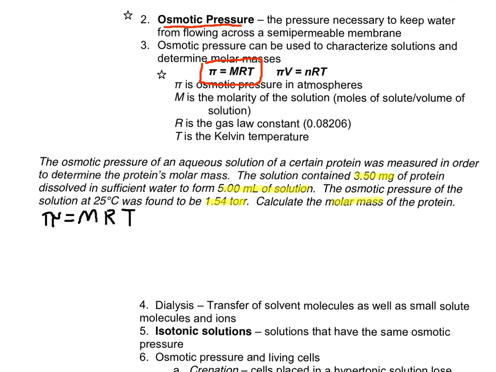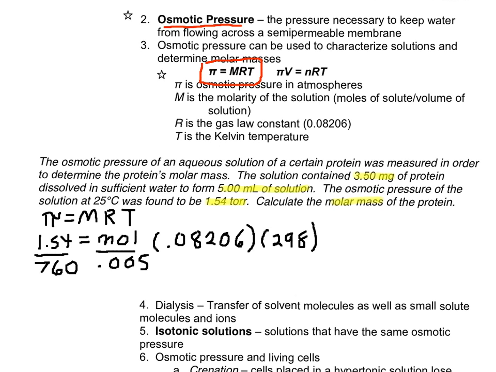One way to do this is to start out with our osmotic pressure equation. Remember that the pressure needs to be in atm, so I have to take that torr and divide it by 760 to turn it into atm. I don't know the molarity because I don't know the moles, but I do know the volume is 0.005 liters, or 5 milliliters. We know R is 0.08206. We know temperature is 25 plus 273. We go through and solve for this, and we're going to get somewhere around 4.14 times 10 to the negative 7th moles.